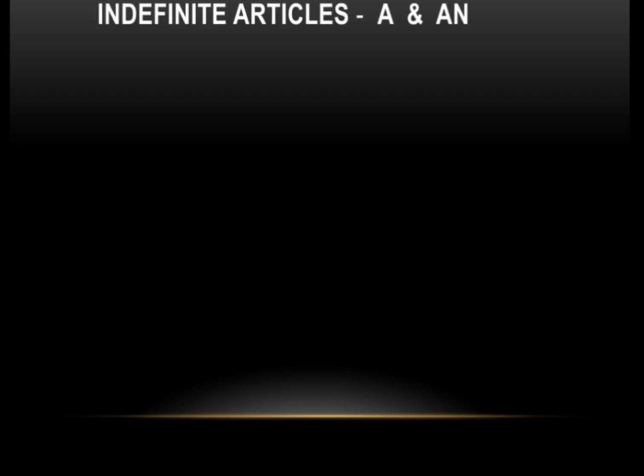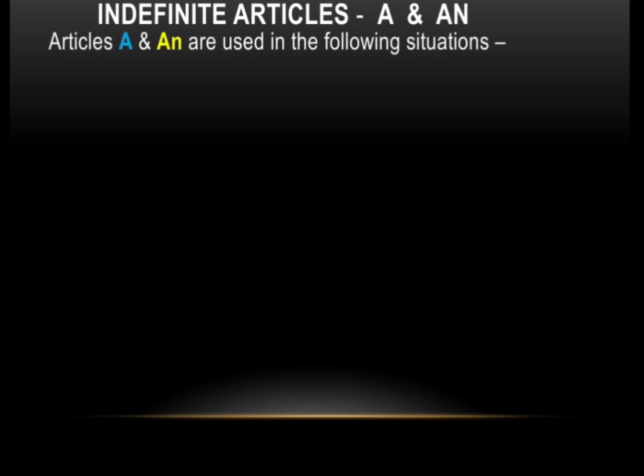Now let us see the indefinite articles a and an. Articles a and an are used in the following situations. The first one is, it is used to refer to something for the first time. When we refer to something for the first time, we use this indefinite article, either a or an.